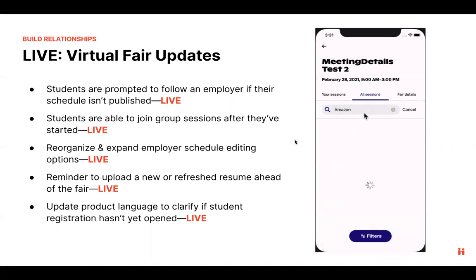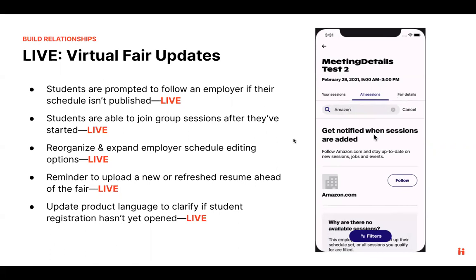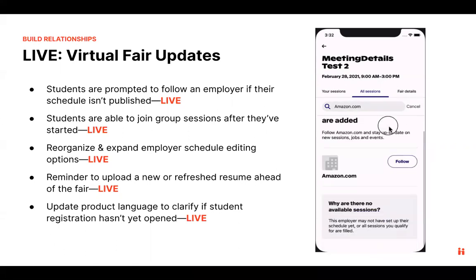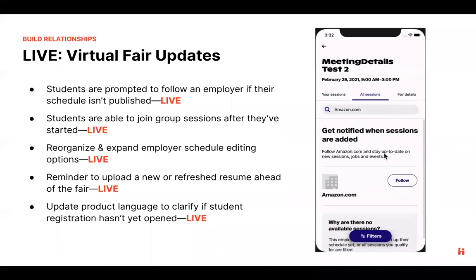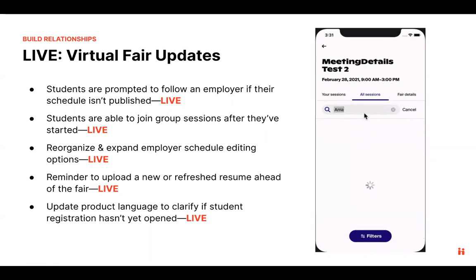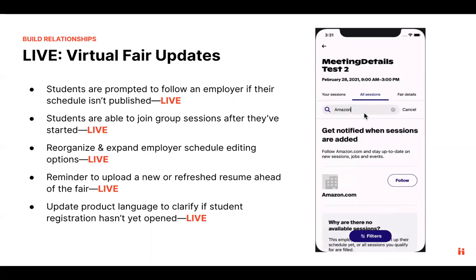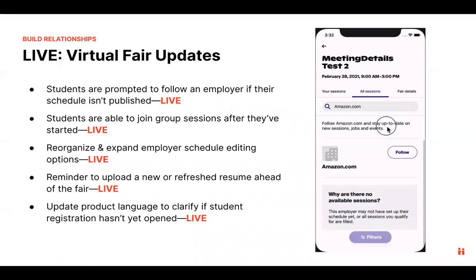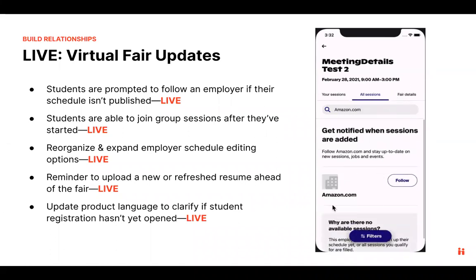But to talk through these new enhancements here, we did add an update so that students will be prompted to follow an employer if the employer's schedule isn't published yet. So if the sequencing isn't in the right order, and a student finds a fair before the employer created their schedule, the student can now follow an employer to be notified when that employer's schedule is created.